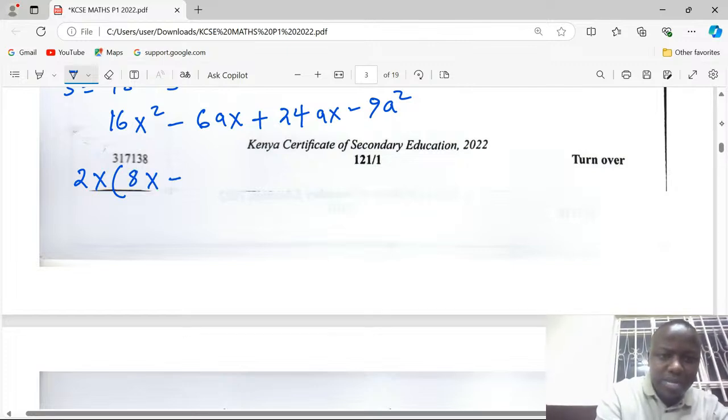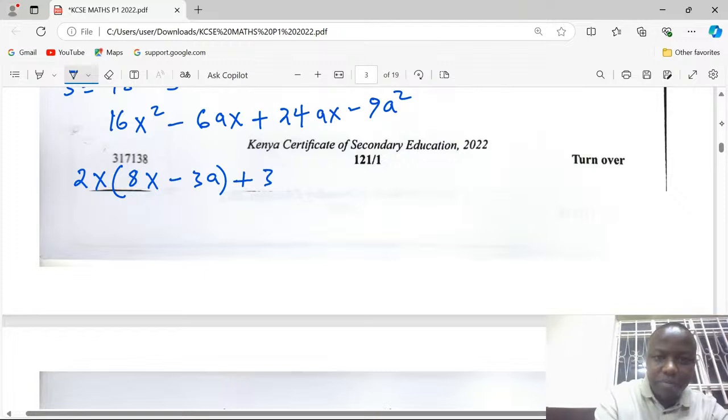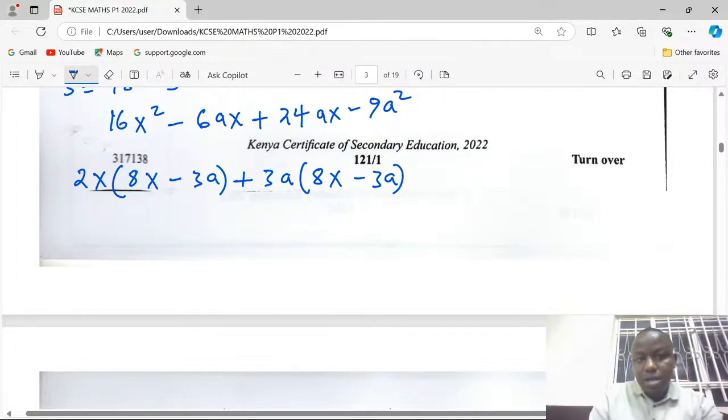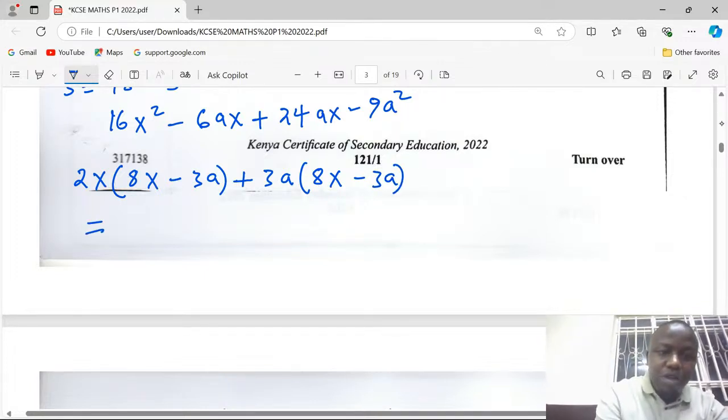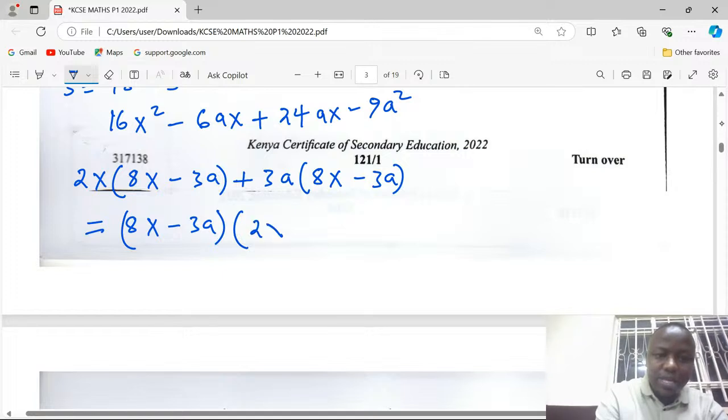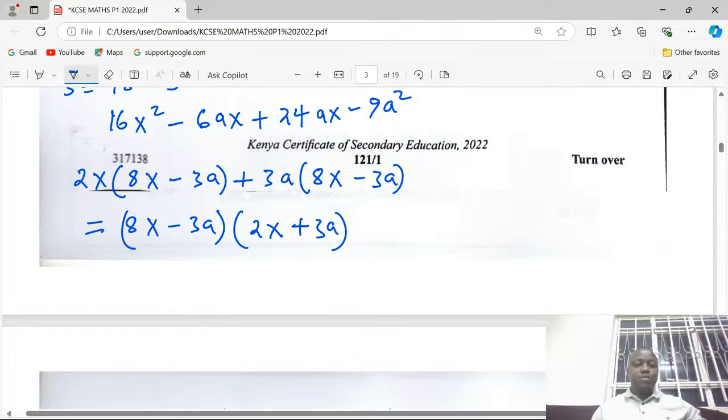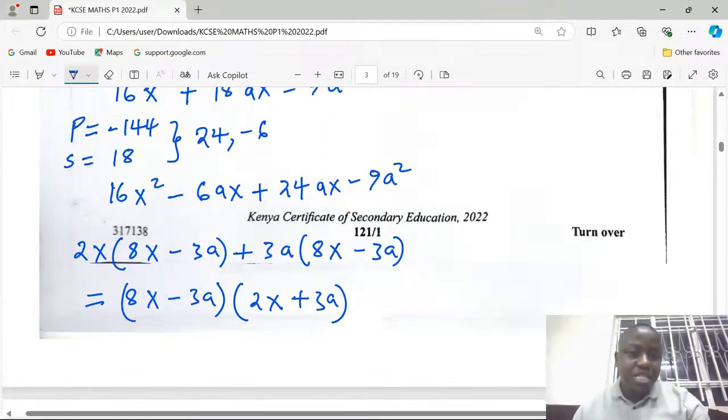X minus 3a. Again, in the next, we will have positive 3a, so that will remain with 8x minus 3a. And finally, the fully factorized numerator shall be 8x minus 3a, that is the common factor, and 2x plus 3a. Now we have factorized up to that point.